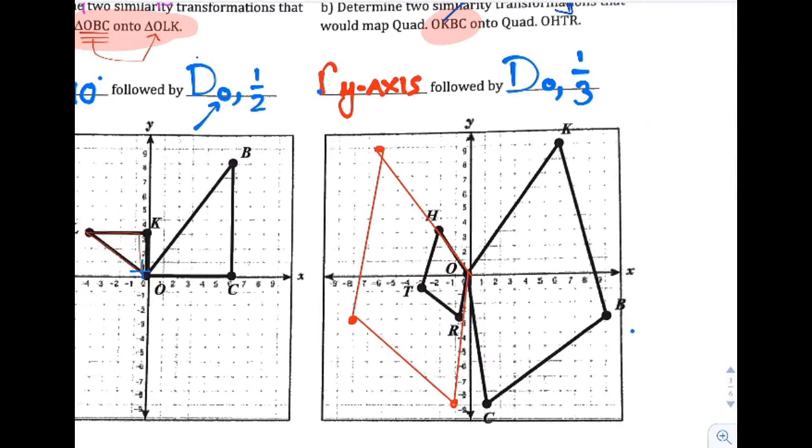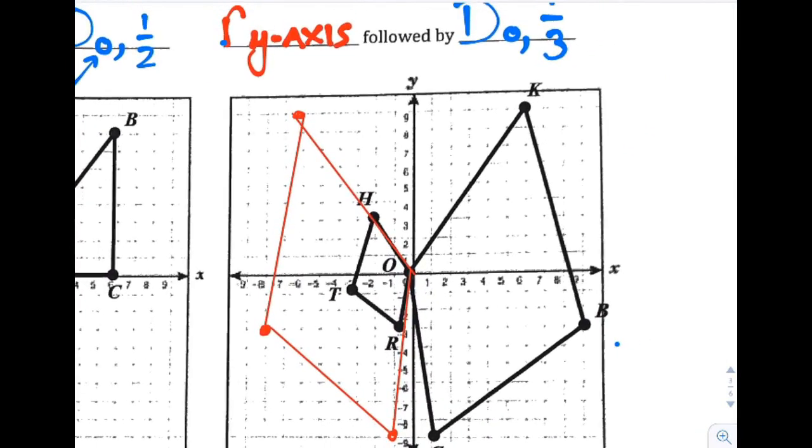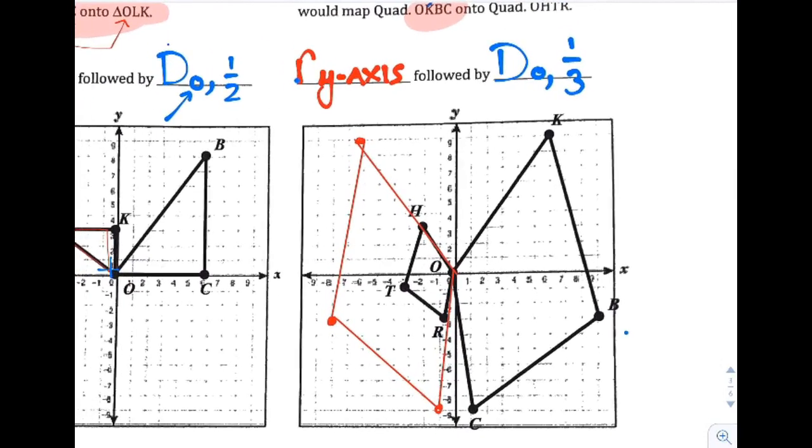This one, same thing, you could do it in either order, but I reflected over the y-axis, and then I dilated by 1/3. And again, it's not getting tripled, it's not dilating by 3, it is getting dilated by 1/3 because you're starting with OKBC and you're moving on to OHTR. So after you have reflected, you then dilate by 1/3.